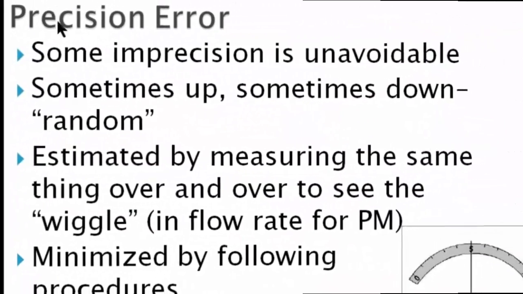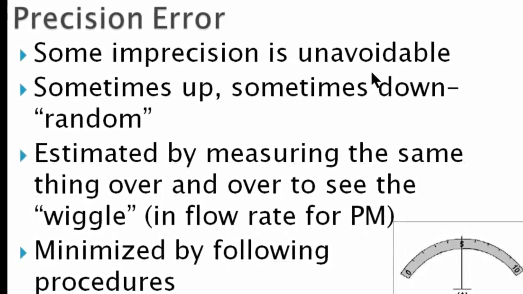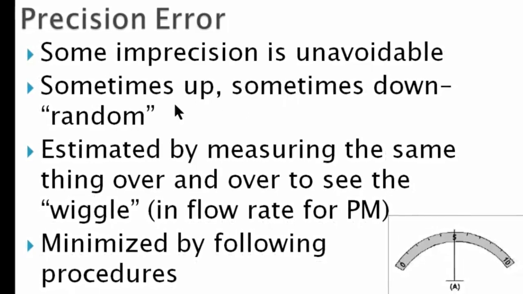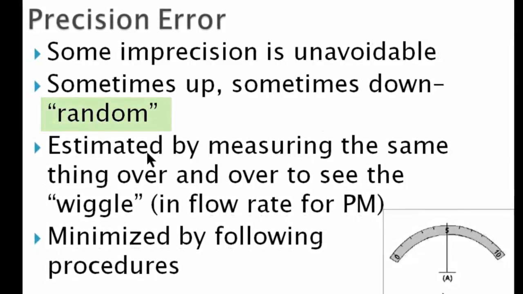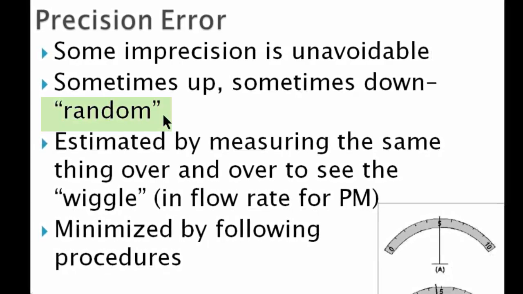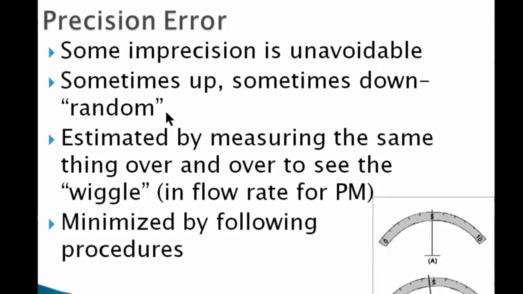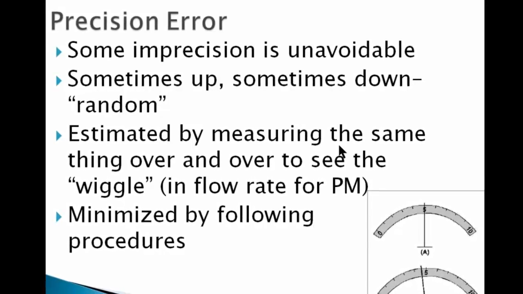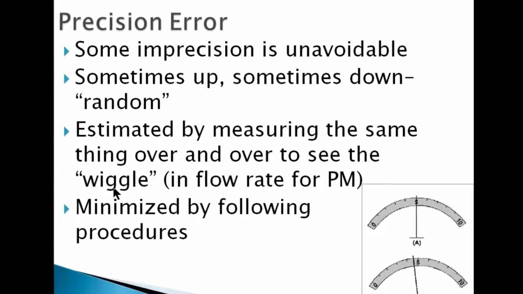So, precision. Just looking at precision error, you can never totally eliminate precision error. The definition of precision error is that it's wiggle. It's sometimes up, it's sometimes down. It's often called the random component of error, as opposed to bias, which is the systematic component of error, where it's systematically high or systematically low. Precision is the random component. It's estimated by measuring what you want to be the same thing over and over again to see the wiggle.